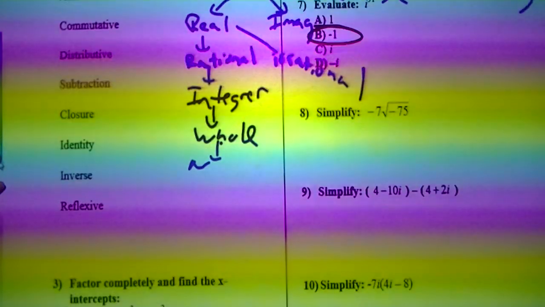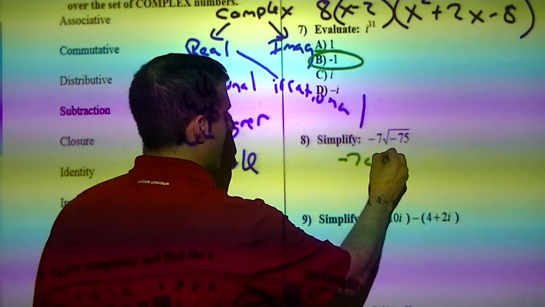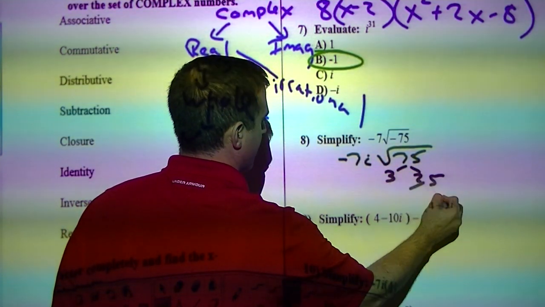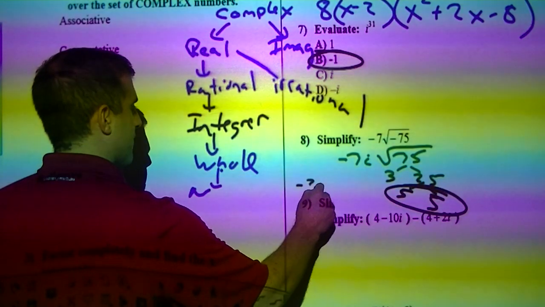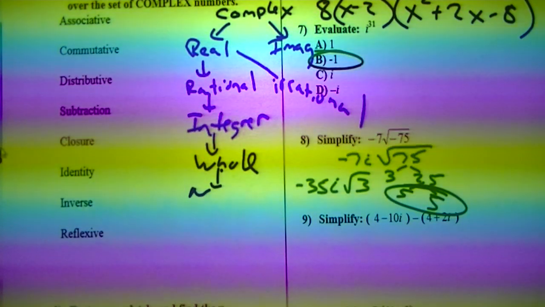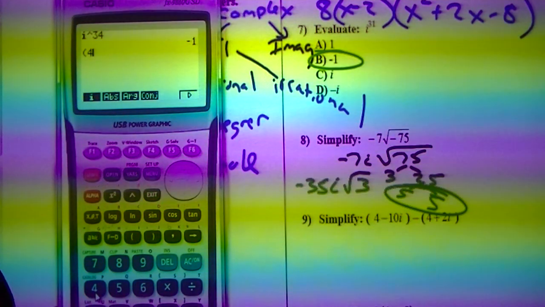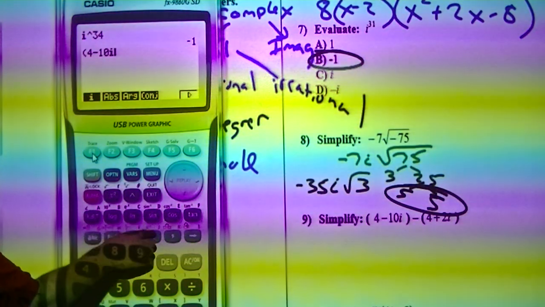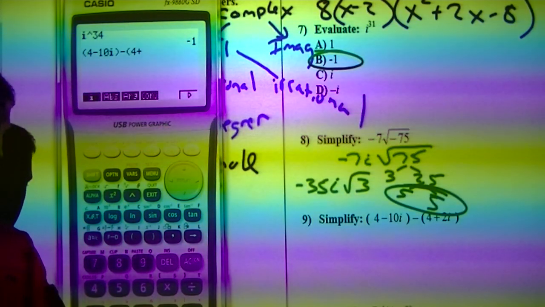Going down to number 8. Since this has a negative, that's going to be negative 7i. Now if I break that down, that's 3 and 25, 5 and 5. I'm looking for pairs. This times this would be negative 35i square root of 3. Okay, 9 and 10, I'm staying at this complex area. I'm 4 minus 10i, minus 4 plus 2i.